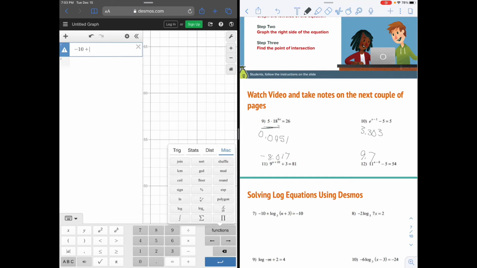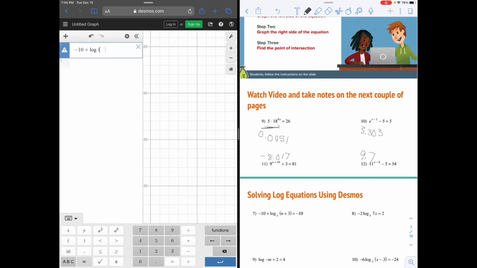Here we have to go to function. And under miscellaneous function, notice there are two different logs. And you want log A, so you can give it a base. And in this case, your base is 3. And then we have n plus x plus 3.